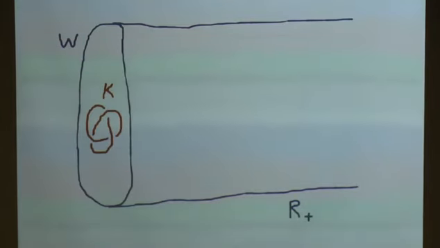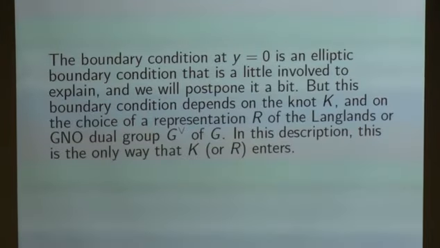Yes? What do you mean by not use the point 0? What it means is that the boundary condition depends on the knot. Actually, I'm about to say that. The boundary condition depends on the knot, and on the choice of a representation R of the Langlands or dual group G check of G. So in this description, the only way that either the knot or the representation enters is that the boundary condition depends on it.